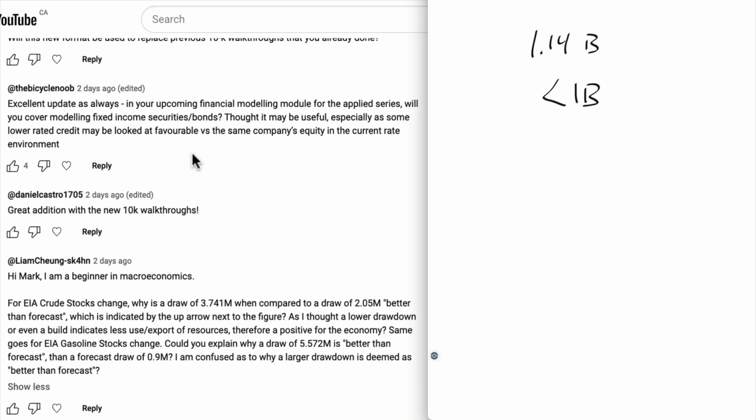Excellent update as always. In your upcoming financial modeling module for the Applied series, will you cover modeling fixed income securities and bonds? No, just equities. Thought it might be useful, especially as some low rated credit may be looked at favorably versus a company's equity. Well, if we get to a company that has an amount of debt, in doing this, you have to look at the debt. And if we find that the equity is too risky, then there's always the debt that you can look at.